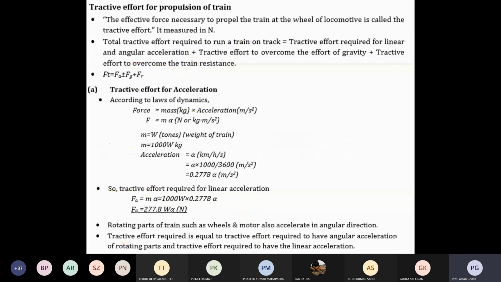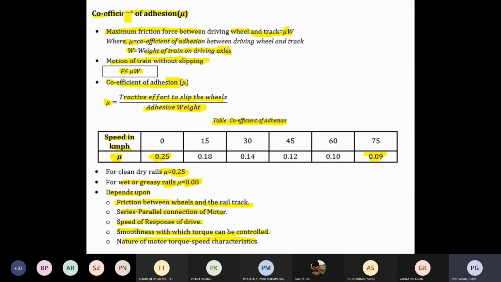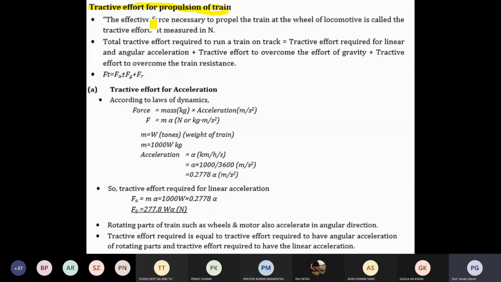Then tractive effort on the propulsion of the train. Propulsion of the train means movement of the train. Coefficient of adhesion means the train is trying to move. After that, the propulsion of the train: now the tractive effort means the train is now moving. What will be the propulsion of the train? What is the important definition? The effective force necessary to propel the train, at the wheel of the locomotive, is called the tractive effort.